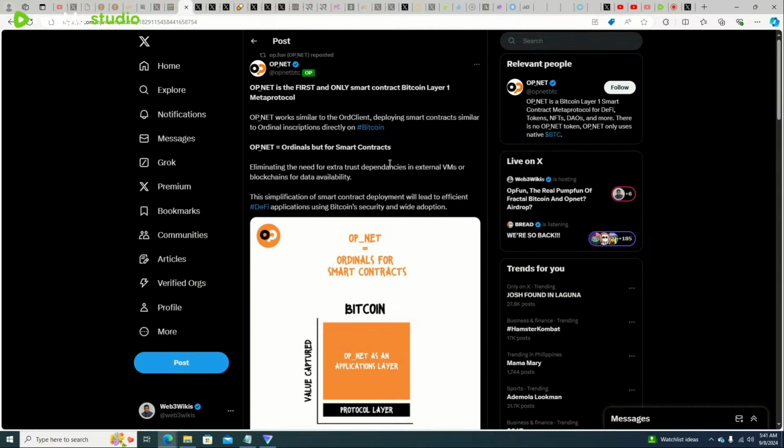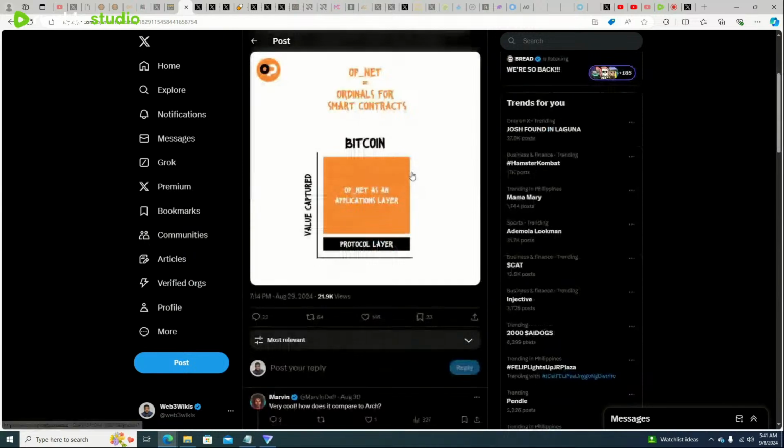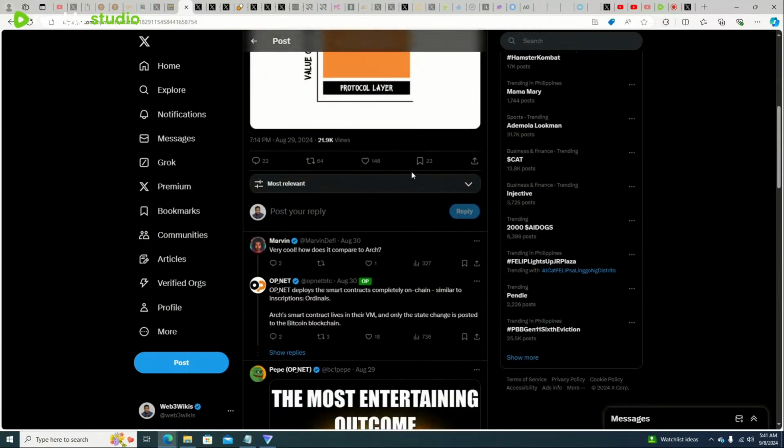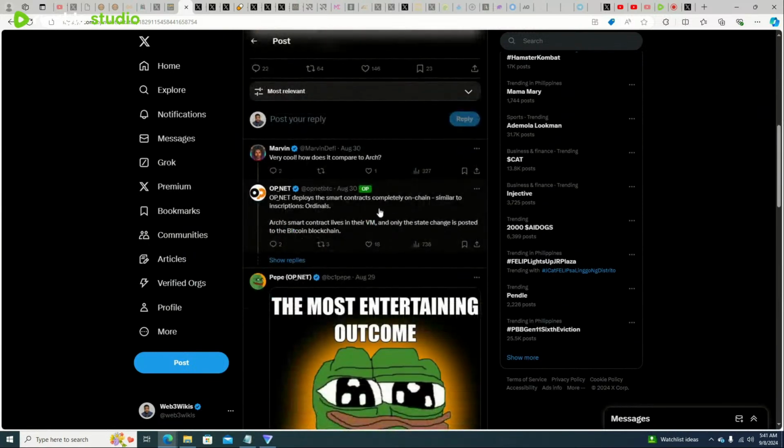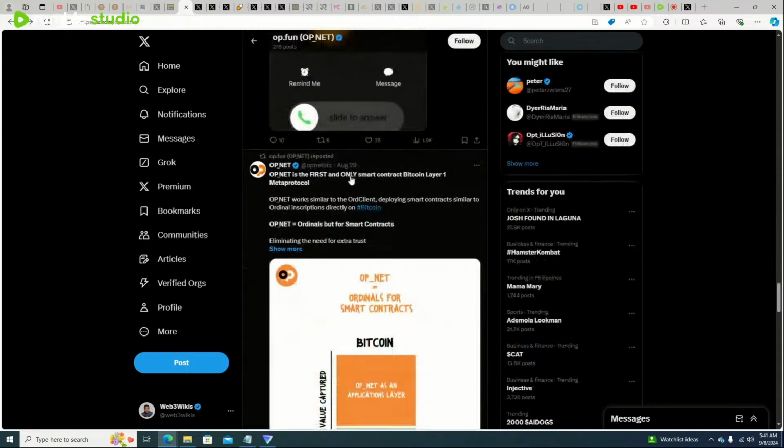So the logic is incorporating smart contracts into an ordinal, thereby making it able to deploy smart contracts on chain similar to inscriptions such as ordinals. Wow. Okay.